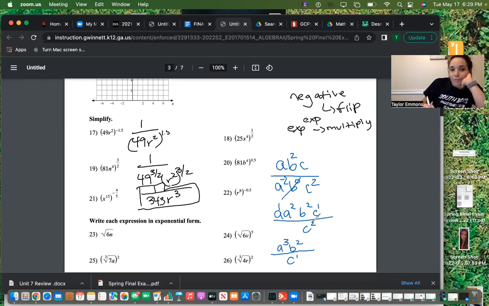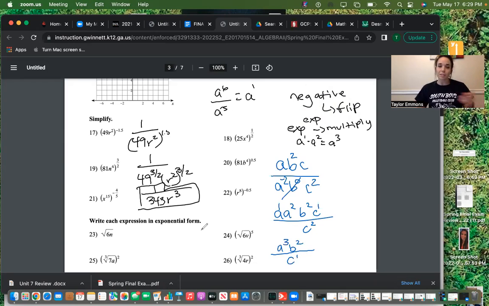If we have the same base, like a to the 1st times a to the 2nd, that gave us a to the 3rd, so we added our exponents. If we had something like a to the 6th divided by a to the 5th, we're going to subtract our exponents. Those are the different properties that you may run into.